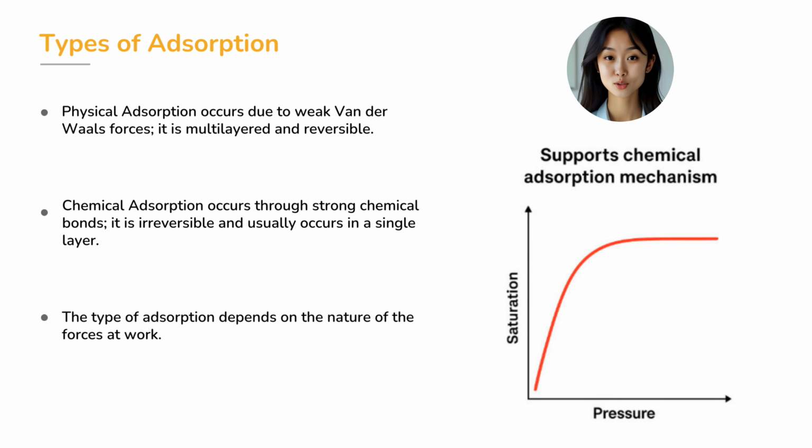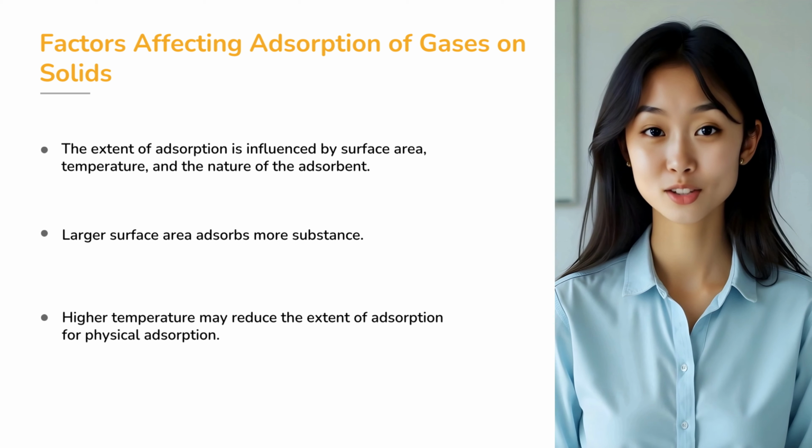Now, let's talk about the two types of adsorption: physical adsorption and chemical adsorption. Physical adsorption is like sticking a piece of tape on a surface. It's weak and you can peel it off easily. This happens because of weak forces called van der Waals forces, and the adsorbate forms multiple layers. On the other hand, chemical adsorption is much stronger, like superglue. Once it sticks, it's tough to remove. This happens because chemical bonds are formed between the adsorbent and the adsorbate, and it usually forms just one layer of the adsorbate.